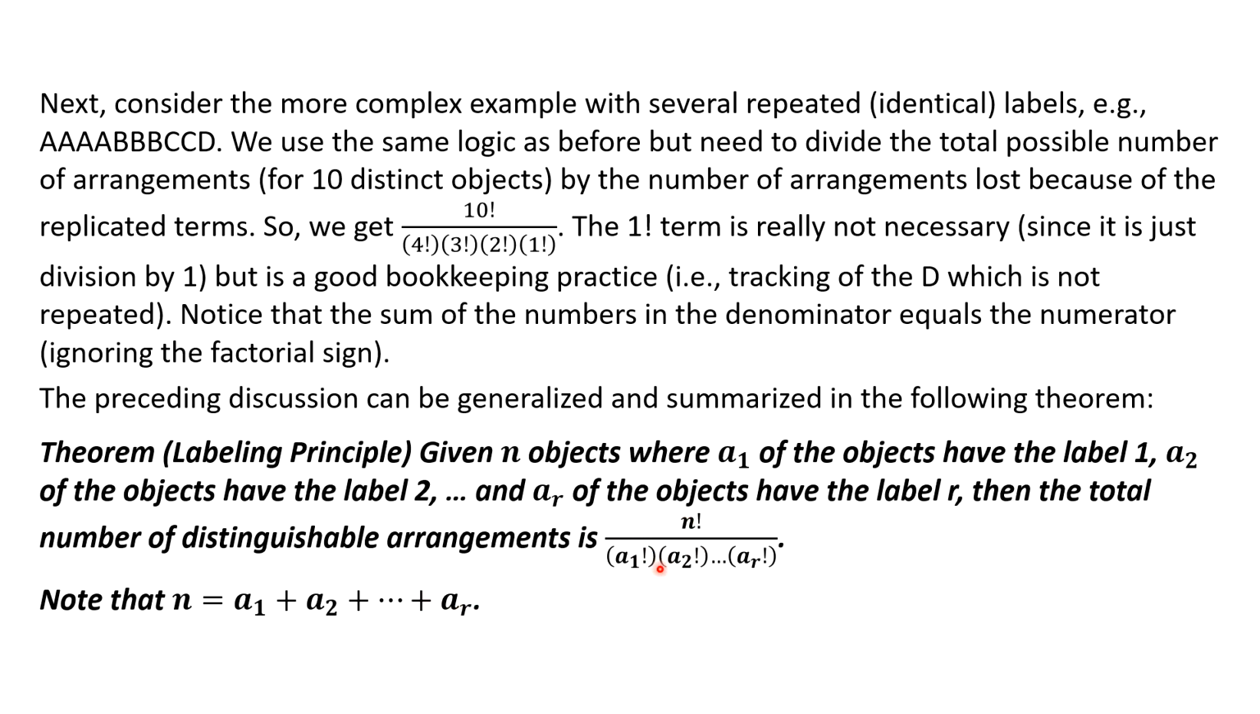And you notice if we had all distinguishable objects, where A1, A2, up to A sub r all equaled 1, then you just have 1 in the denominator, and you'd have the solution of n factorial, which is what we had done in the case of distinguishable objects.